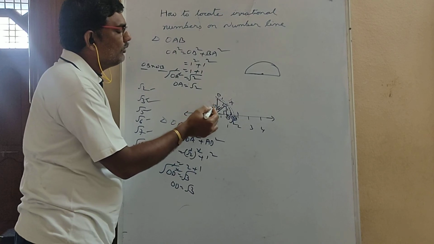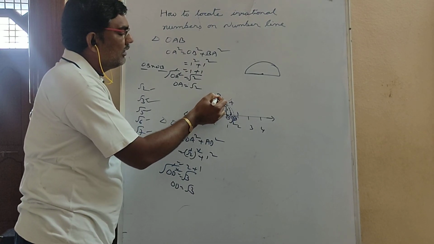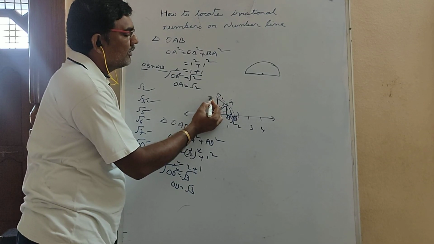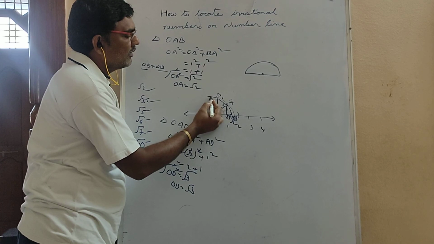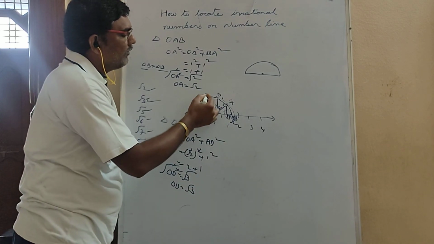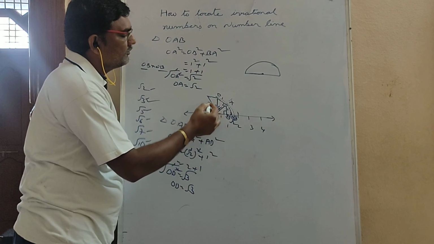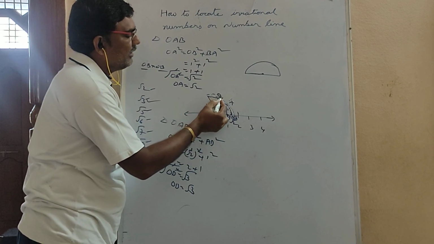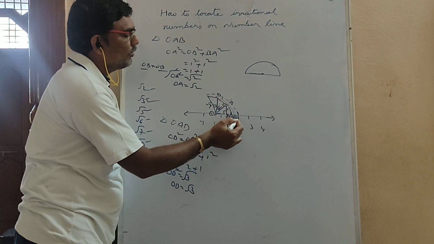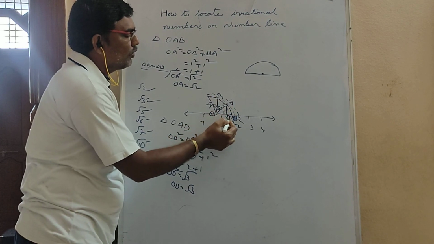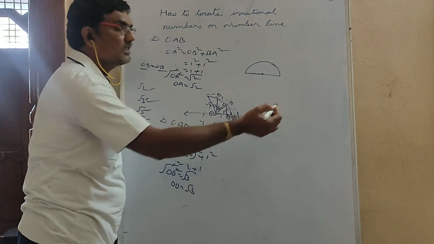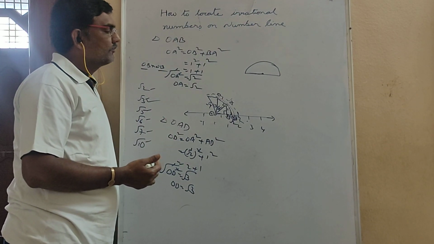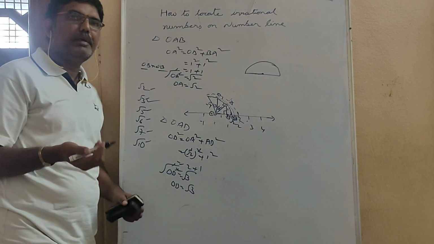So again, what you have to do? For this OD, draw a perpendicular. Then join this one. Again, this is root 3, this is 1. This becomes root 4. Again, dotted line. Root 4 is nothing but 2. So like this, root 2, root 3, root 4, root 5, root 6, you can represent on the number line. Okay. So the remaining we'll see in the next class.